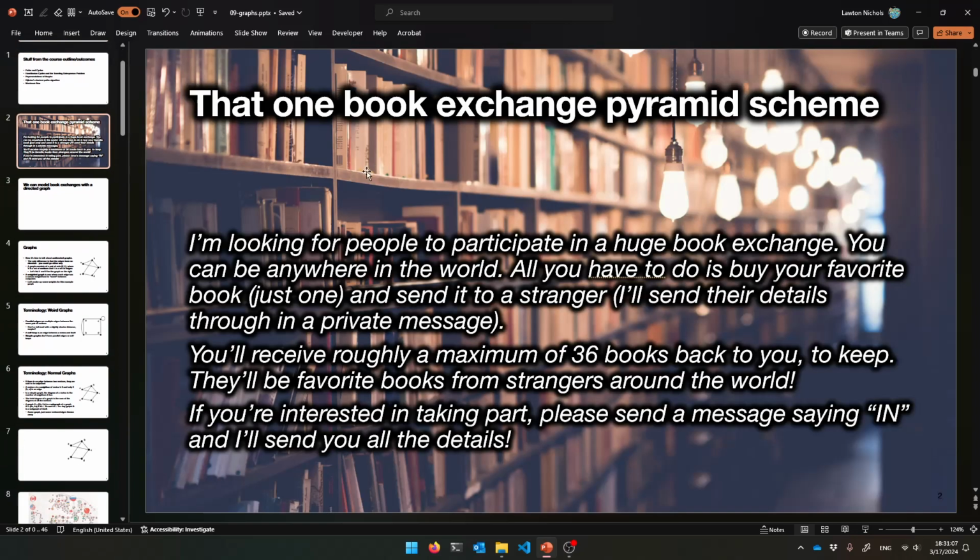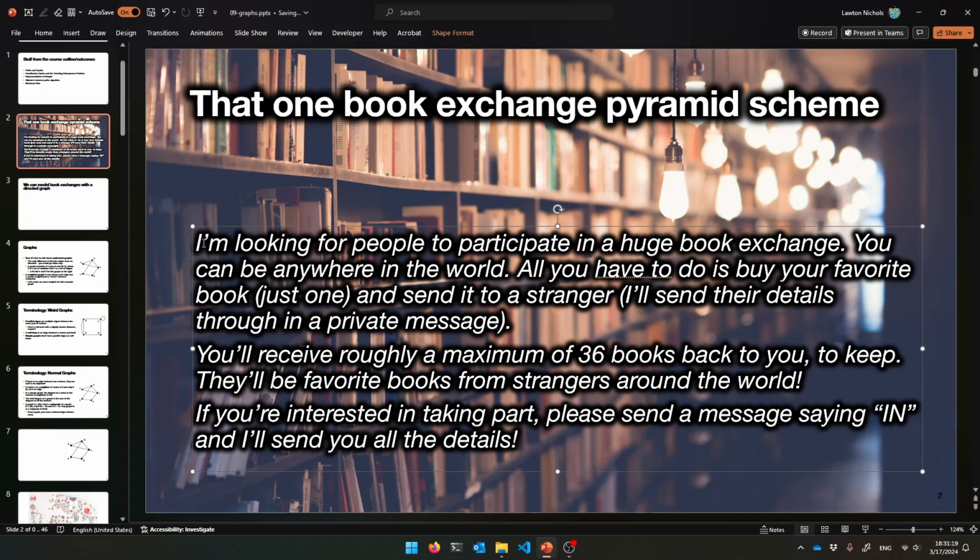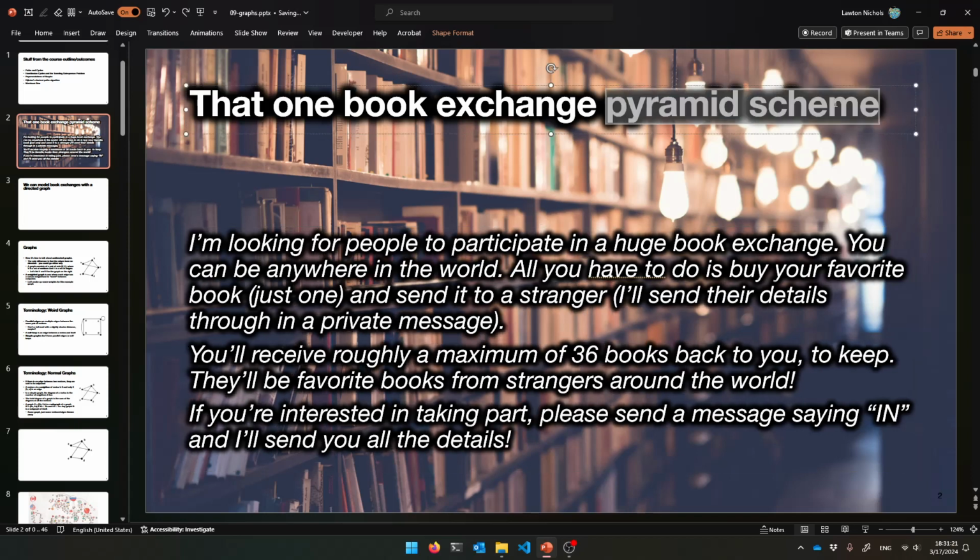I have a fun little motivating example. There was a post on Instagram a few years ago, and I honestly think I've seen it recently again too, talking about a book exchange. Here's the text of the post. And I claim that it is definitely a pyramid scheme.